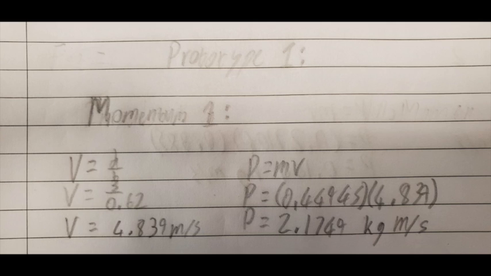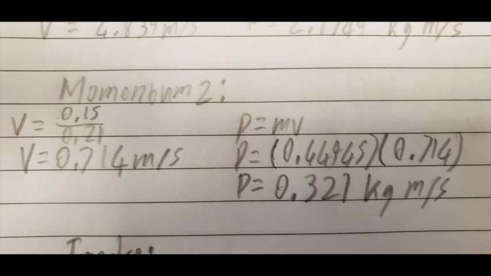Now the equation for momentum is P equals mv, or momentum is equal to mass times velocity. So we must first calculate the velocity of the prototype. The distance was 3 meters, and it took 0.62 seconds for the object to touch the ground, so 3 divided by 0.62 is 4.839 meters a second. Then we take the mass of the object and multiply the velocity by that, which makes 0.44945 kilograms times 4.839 meters a second, which gives us a momentum of 2.1749 kilogram meters a second.